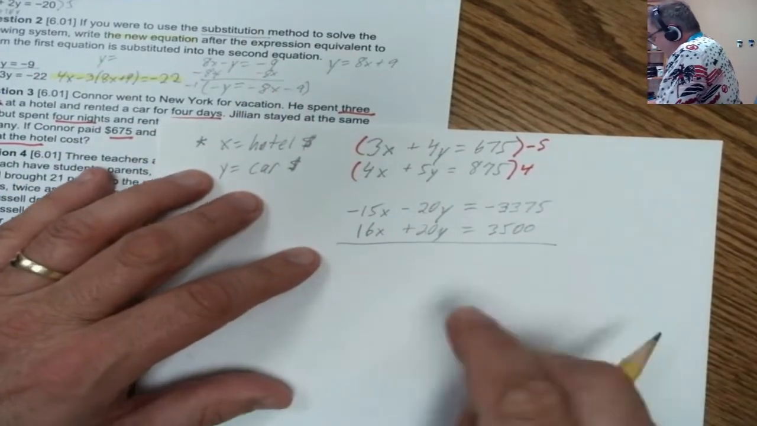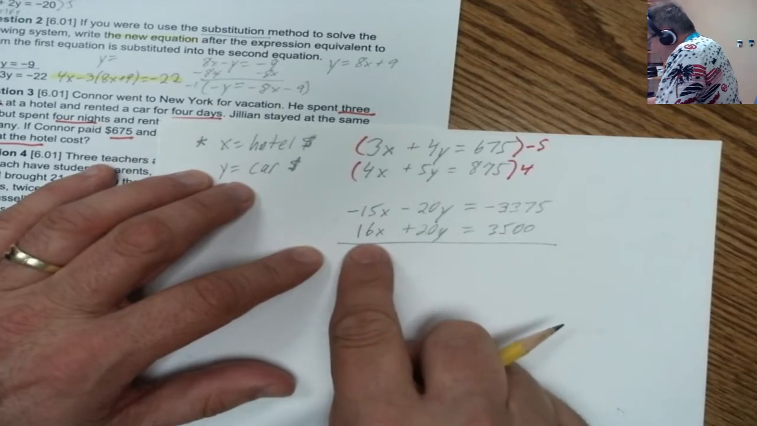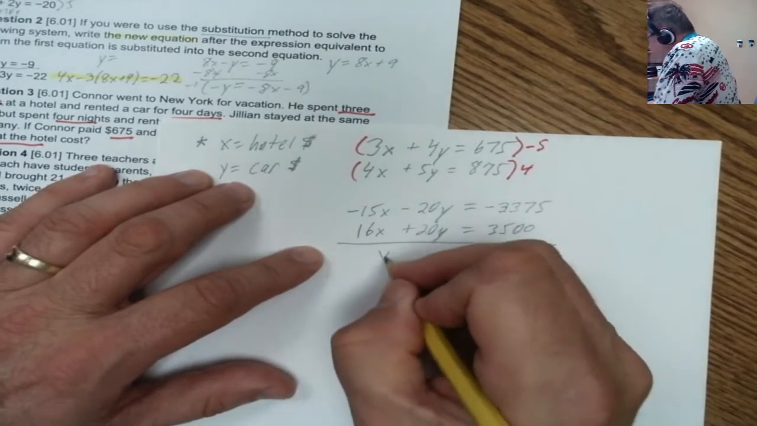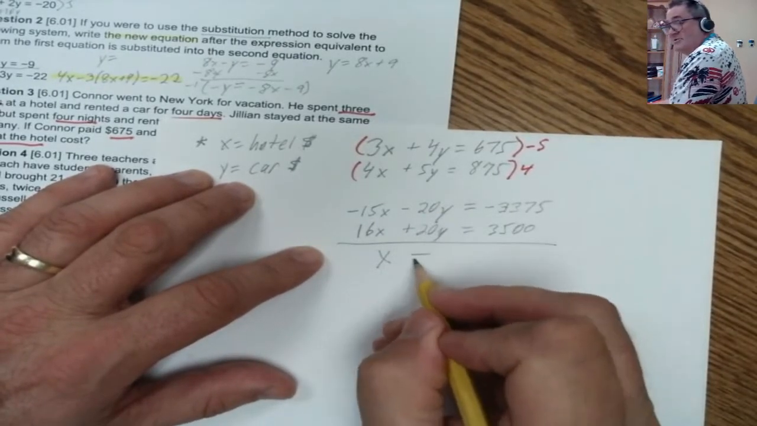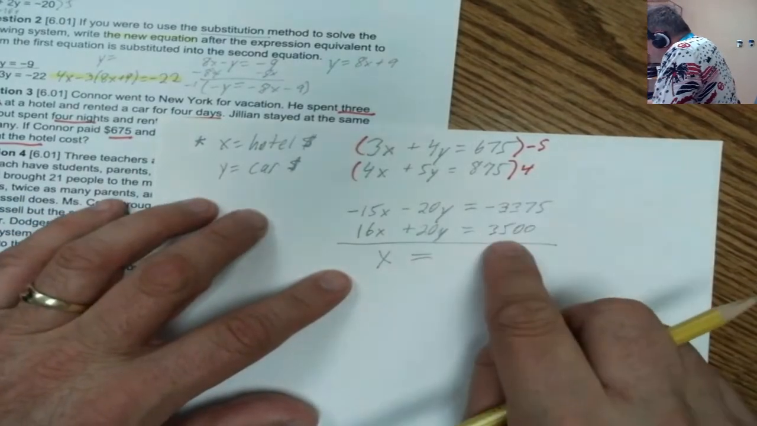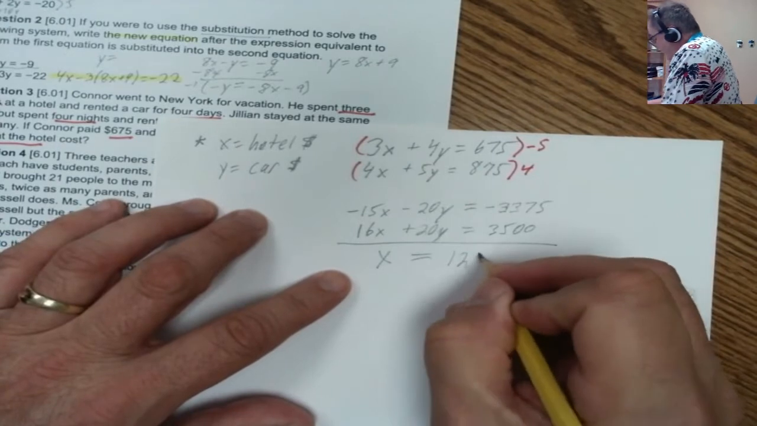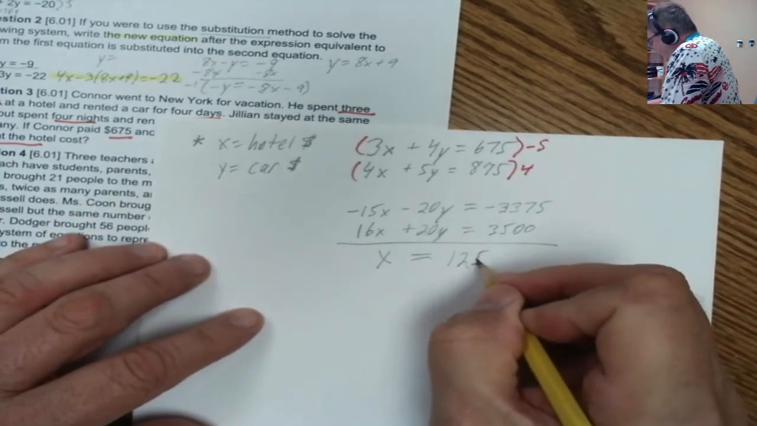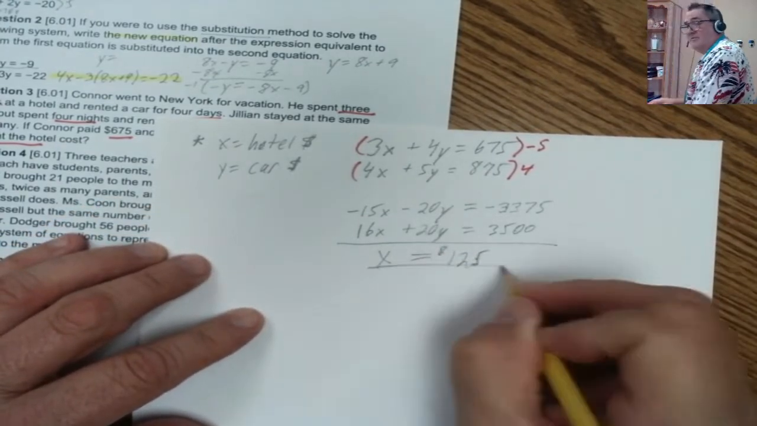Oh, this is working out really nicely. -15x plus 16x is just x. These go away, so we already have our x equals -3375 plus 3,500, which is 125. So that is what one night at the hotel cost, $125. There's our answer.